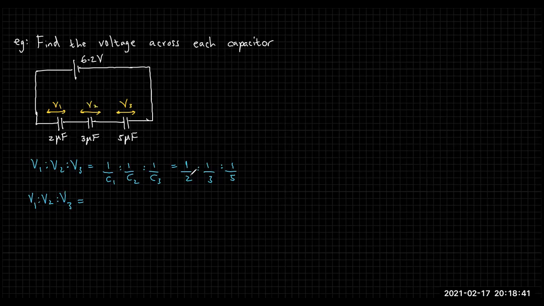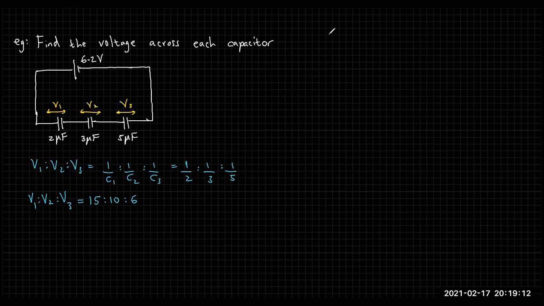You have to multiply each of these fractions by the least common multiple. For 2 and 3 and 5, what is the least common multiple? I think it's 30, isn't it? It's 30. The least common multiple is 30. So you multiply everything by 30. When you multiply everything by 30, half into 30 is 15. 1 over 3 into 30 is 10. 1 over 5 into 30 is 6. That is the ratio, right?